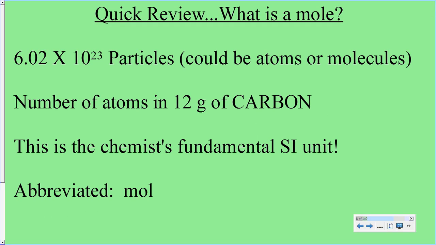So we're going to start with some of our calculations today. It's looking at something called gram formula mass. A quick review, remember a mole is 6.02 times 10 to the 23 particles. These could be atoms or molecules. It's based on carbon-12, and it allows us to relate AMUs directly with grams. And this is the chemist's fundamental unit, and we abbreviate it mol.